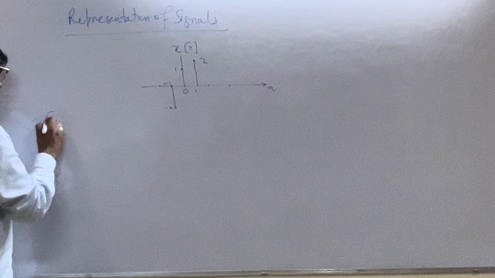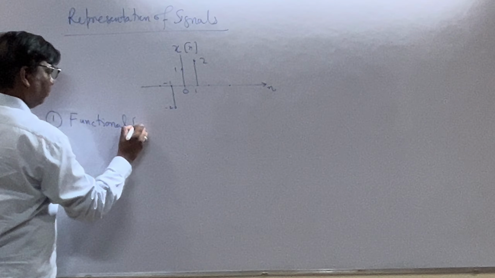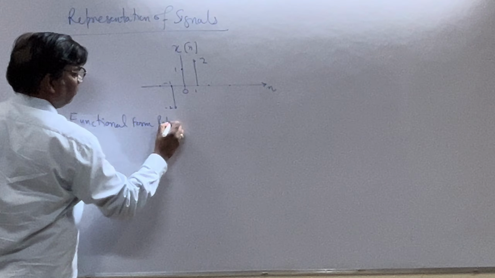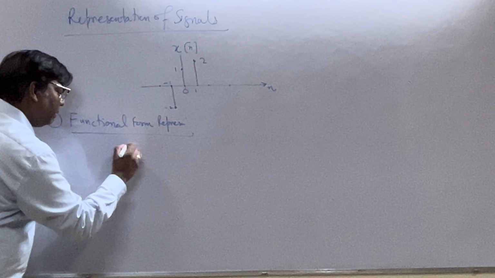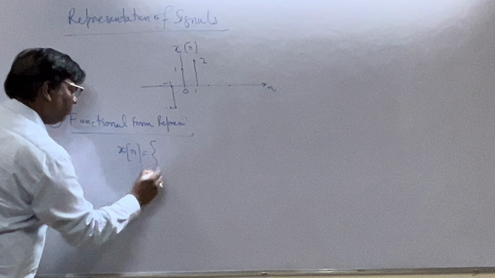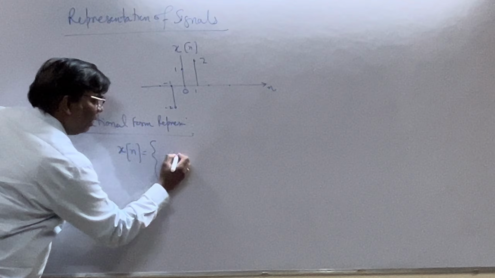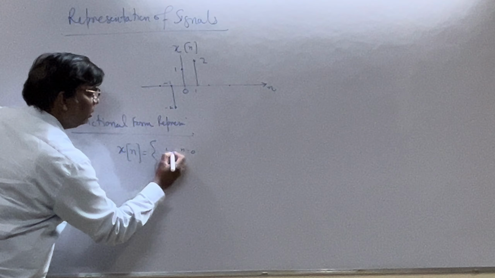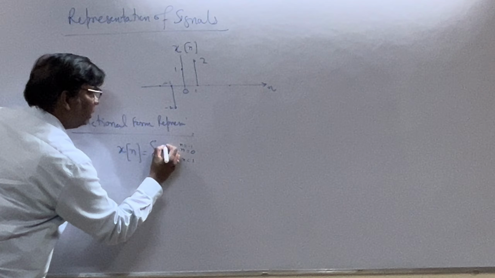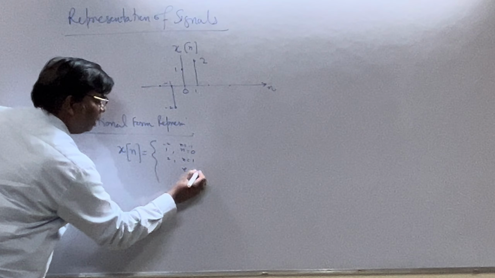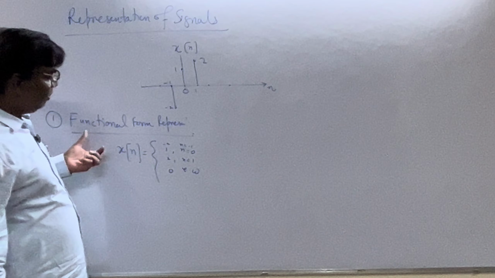Number one is functional form representation. You can represent this signal like this. What is the value at 0? 1, 1, 2, minus 1, minus 2. So at n equals 0, this is 1. At n equals 1, this is 2. And at n equals minus 1, this is minus 2. And elsewhere, this is 0. So this type of representation is known as functional form representation.